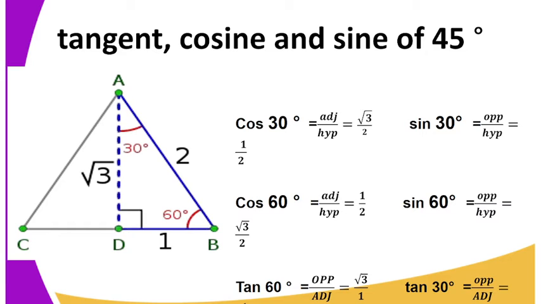Finally, we are going to look at the tan. Tan 60 degrees is equal to opposite over the adjacent, which is equal to the opposite of 60 degrees, root 3, over the adjacent, which is 1. And tan 30 is equal to opposite over adjacent. Our opposite here is 1 over root 3.